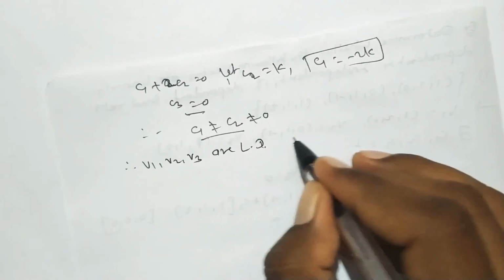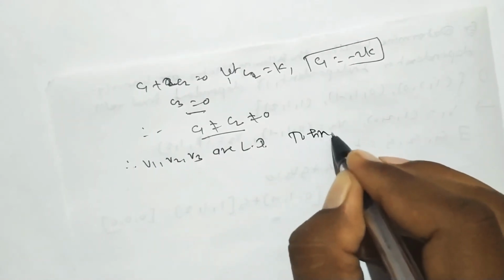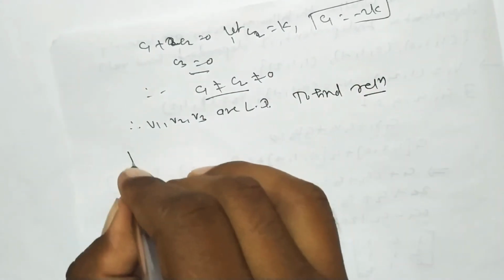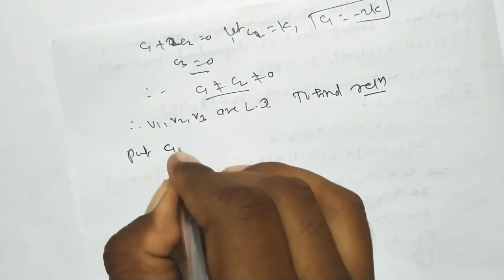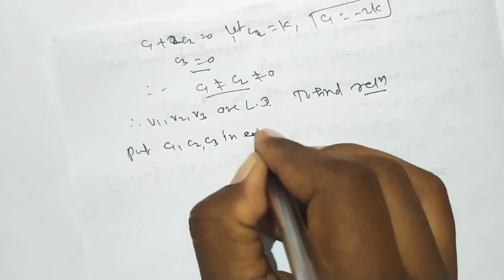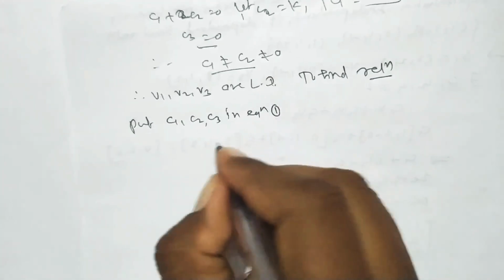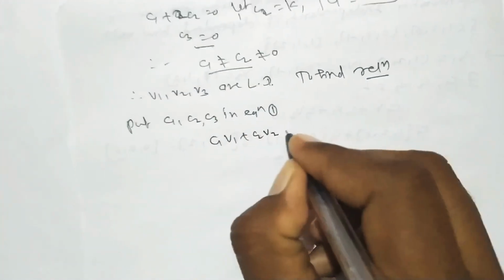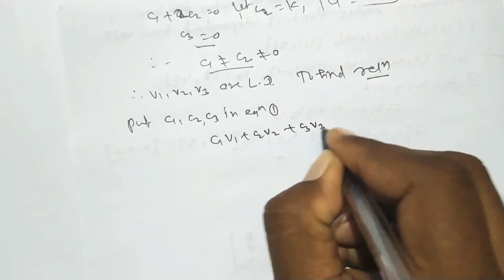If the given vectors are linearly dependent, then we have to find a relation between them. So how do we find the relation between them? Put C1, C2, C3 in equation 1. Now what was our equation 1? C1 V1 plus C2 V2 plus C3 V3 equal to 0. This is our equation 1.